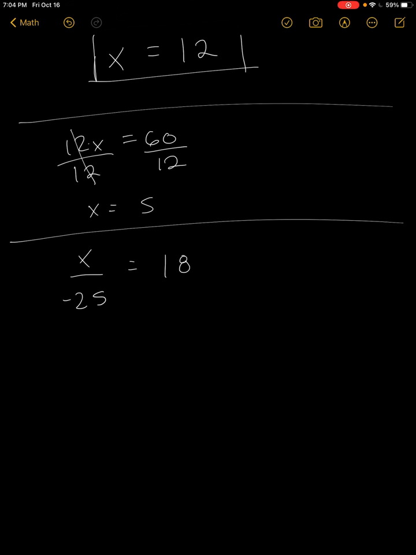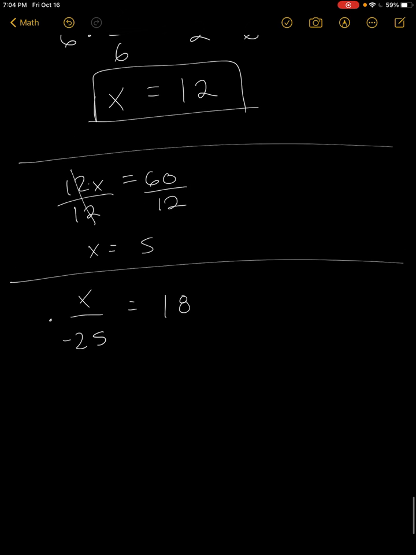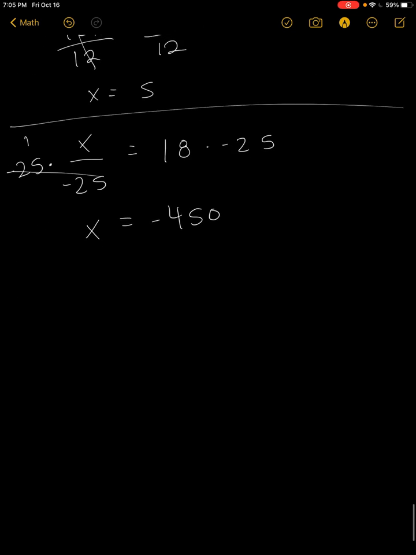Okay, it's big numbers, but that's okay, that's what calculators are for. You still know how to do all the steps to do this, right? So we're dividing by negative 25. Instead of dividing, I want to be multiplying. So do it on both sides. That gives me 1. 18 times negative 25 is negative 450.